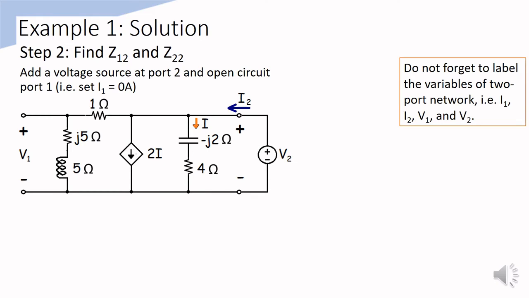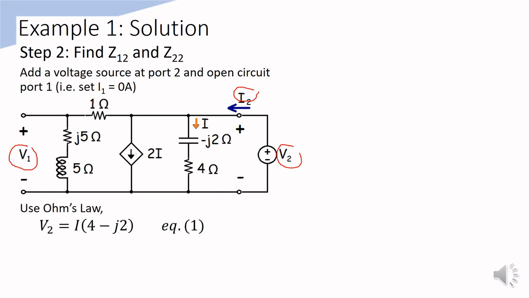Now we proceed with part 2, that is to find the Z12 and Z22. Set the current I1 to 0 ampere. We open circuit port 1 and connect a voltage source at port 2. Draw the circuit and label all the variables. The two-port network is now ready to be analyzed. First, apply Ohm's law to this branch. The voltage V2 equals I multiply 4 minus j2. Name this as equation 1.